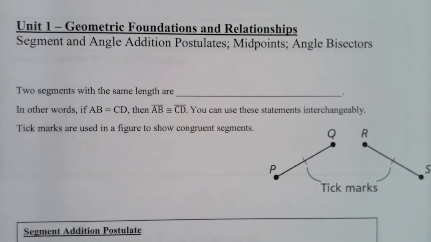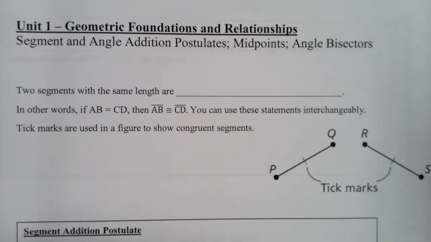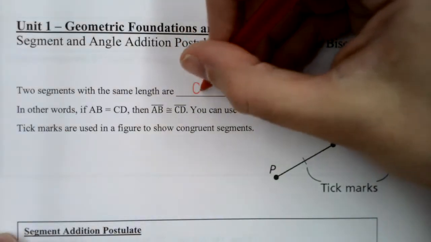Okay, so this is the lesson in geometry entitled Segment and Angle Addition Postulates, Midpoints, and Angle Bisectors. One definition to start with: two segments that have the same length are known as congruent segments.